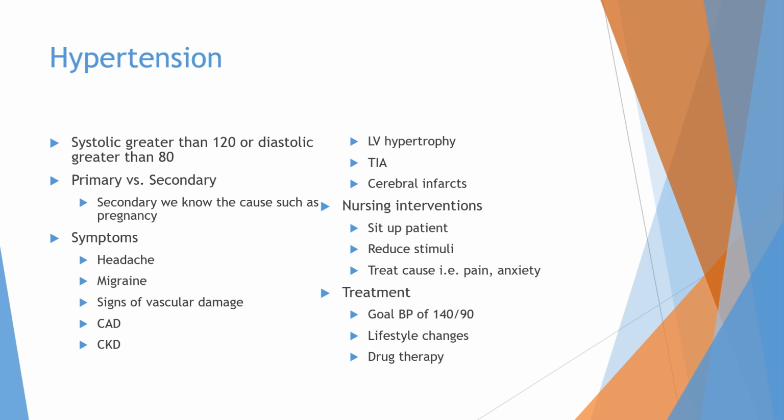Symptoms of hypertension, right? Headache, migraines. Some long-term issues are coronary artery disease, chronic kidney disease, cerebral infarct, so stroke, left ventricular hypertrophy. Some interventions, right? If our patient is super hypertensive, we can set them up, reduce that blood flow to the brain, reduce stimuli, and then treat our cause, right? Pain, anxiety, treat those and hopefully lower our blood pressure. Goal is to have 140/90 or below. Some primary treatments can be lifestyle changes, diet, exercise, or medications.